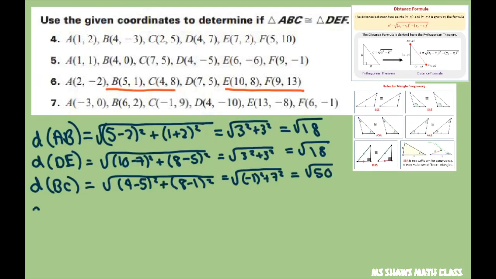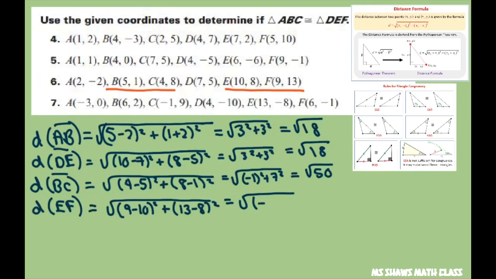So let's try the distance of EF. And that gives you 9 minus 10 squared plus 13 minus 8 squared. That gives you negative 1 squared plus 5 squared. And that equals 1 plus 25, square root of 26. Since these two sides aren't congruent, the triangles are not congruent.